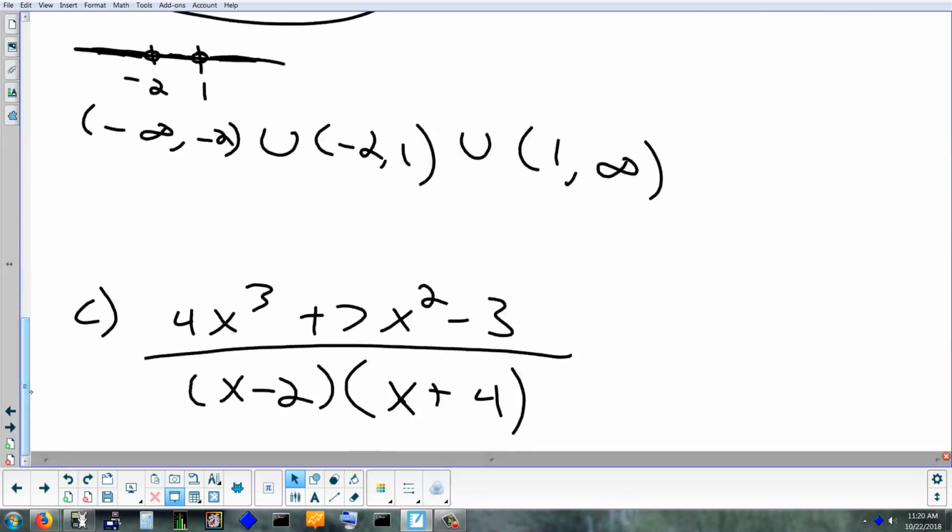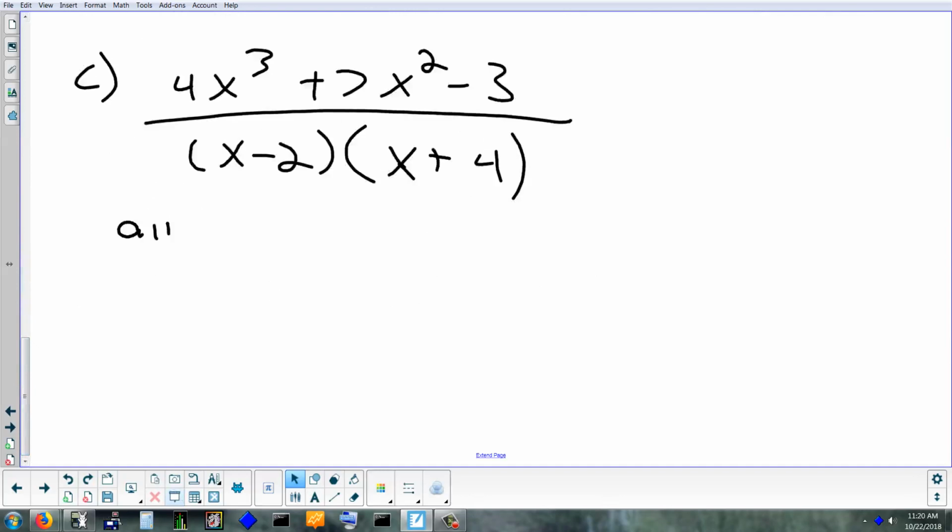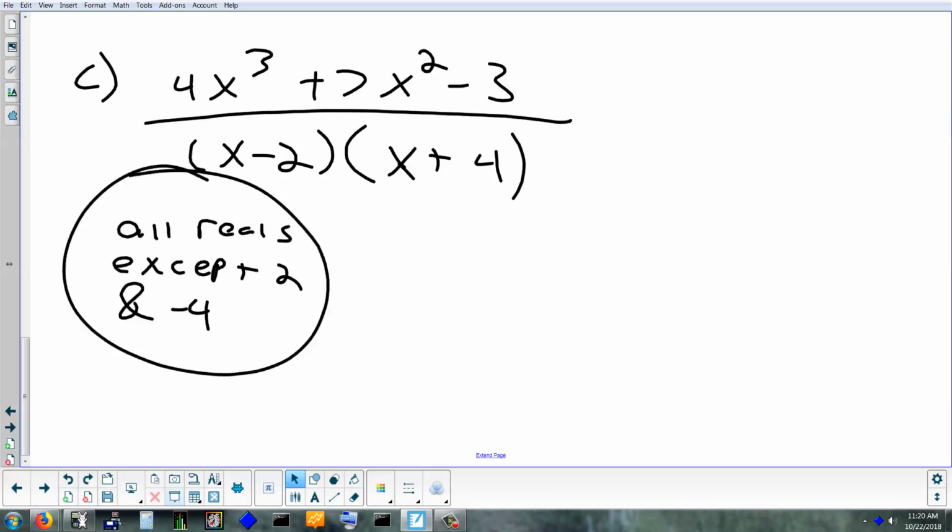All right, and let's look at the last one. This one, let's just write it in words because it's very similar to example B. What would be the domain here? Emma? All reals except 2 and -4. Yep. And you could write it in the other notation if that makes you happy. Okay. Any questions on that? So that's domain.